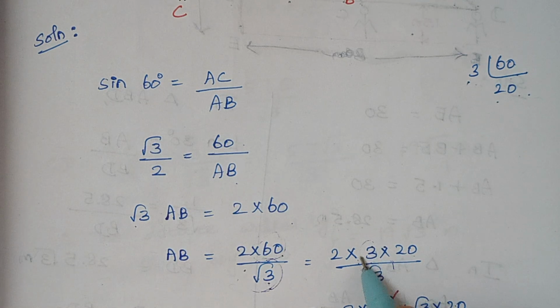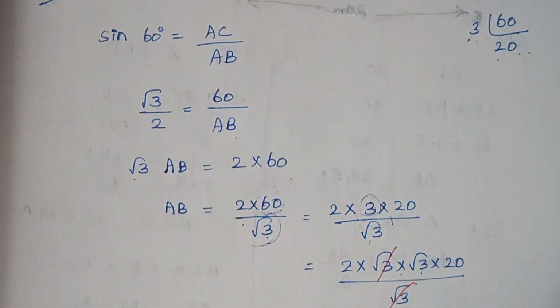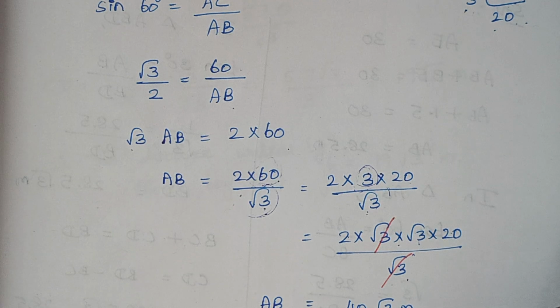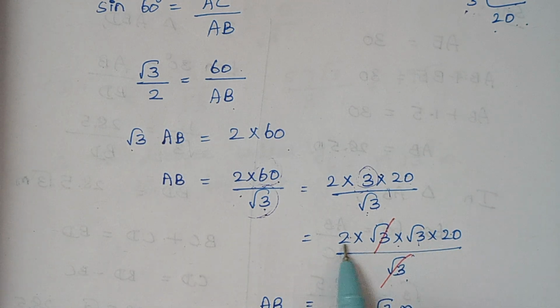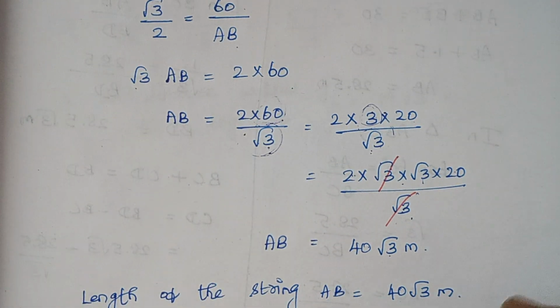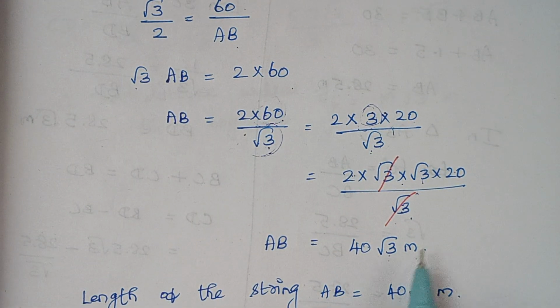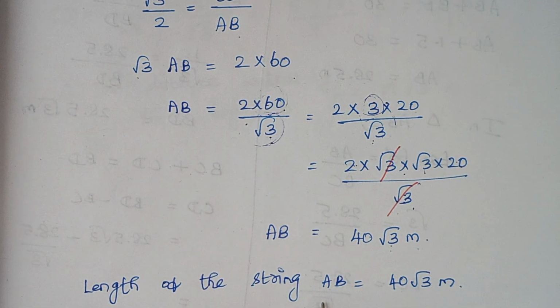So again this 3 can be written as root 3 into root 3, right? Now this root 3 and this root 3 get cancelled, and finally we are having 2 into 20 into root 3. So 2 into 20 is nothing but 40. So here the final answer is 40 root 3 meter. That is the length of the string AB is 40 root 3 meter, right?